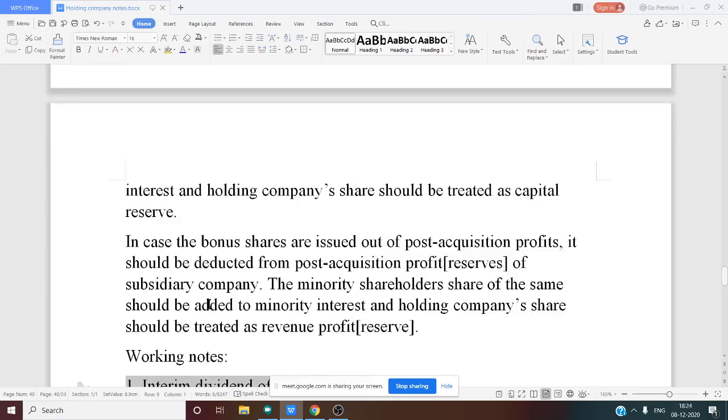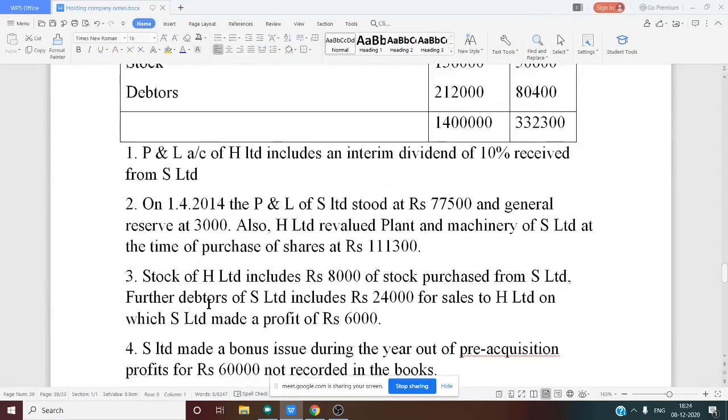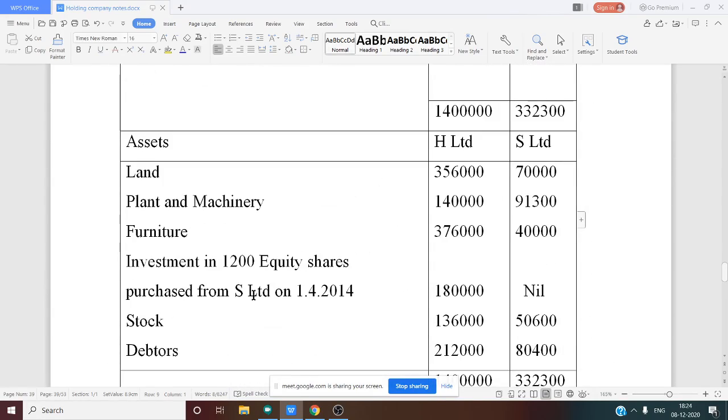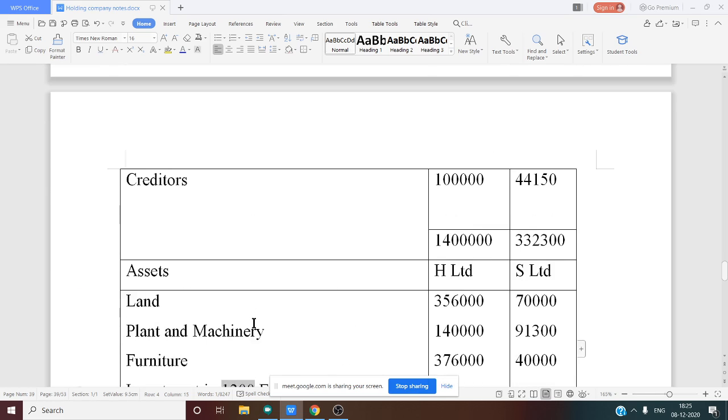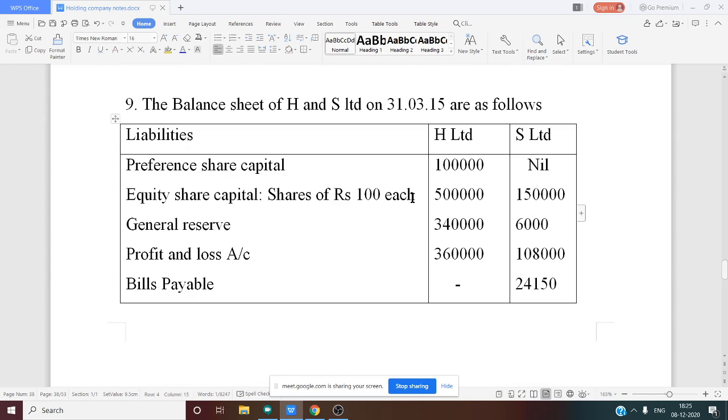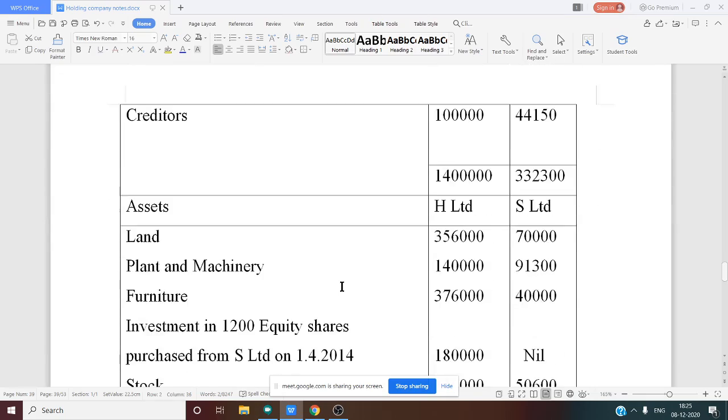Now we want the holding company's capital in the subsidiary company. How to find that? Once again we will go to the question and see it. There they have given that the holding company invested in 1200 shares. So now we know 1200 shares of the holding company are there in the subsidiary company. Now multiply this by the paid-up value. What is the face value of the share? That is given under the equity share capital column. That is 100. So 1200 into 100, you will get the paid-up capital.